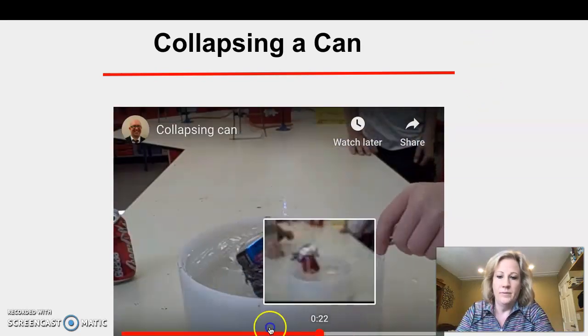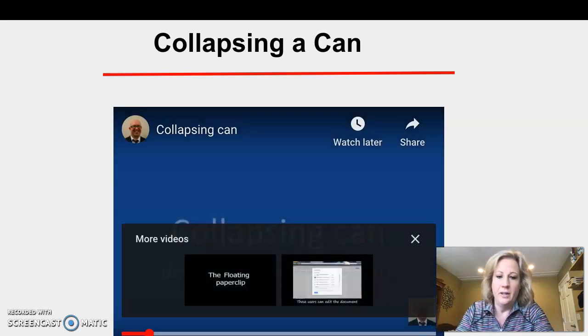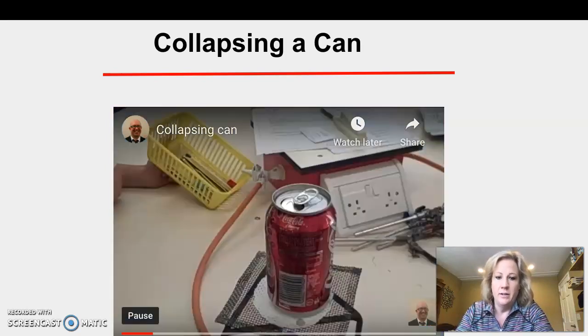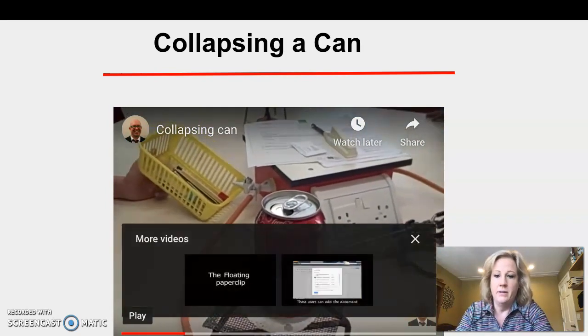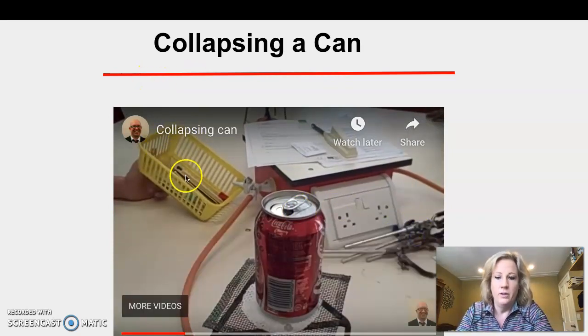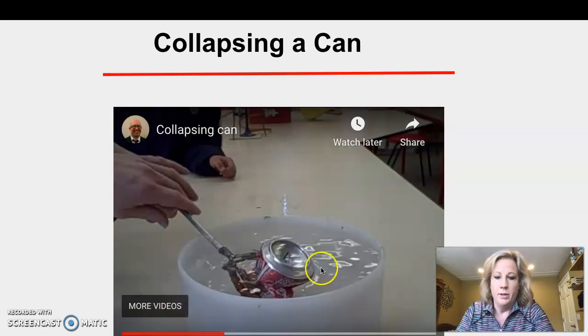In this demonstration, as you can see in the beginning, they are heating the can and it's steaming, so water is coming out of the can. There's only a small amount of water and it's being heated into steam. And then it is being submerged quickly in water, which closes off essentially the opening of the can.